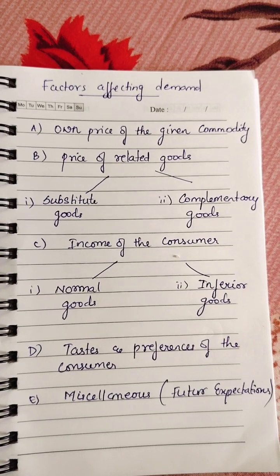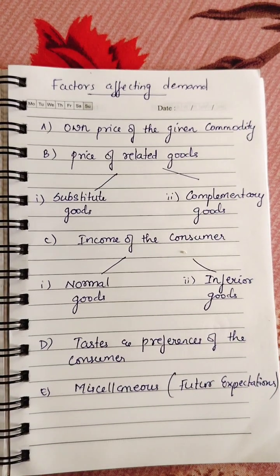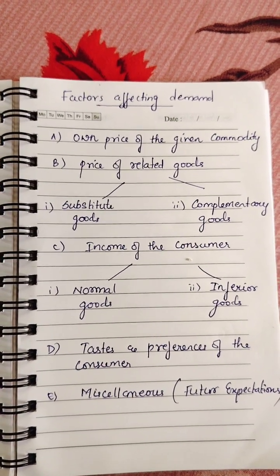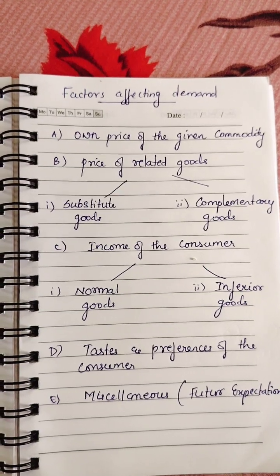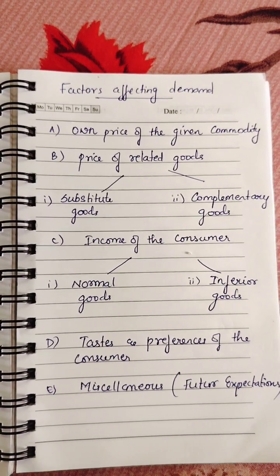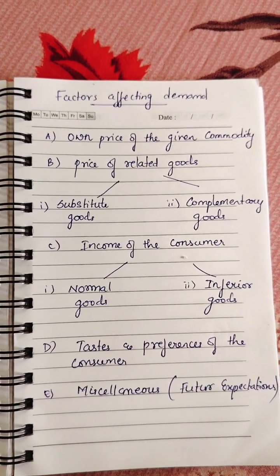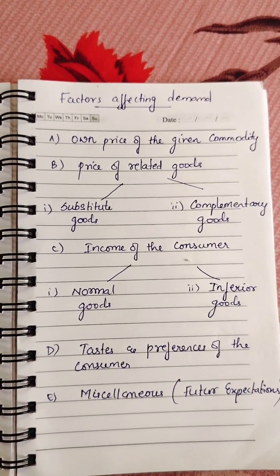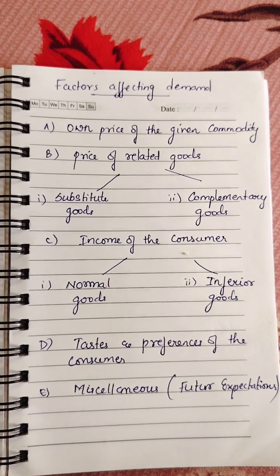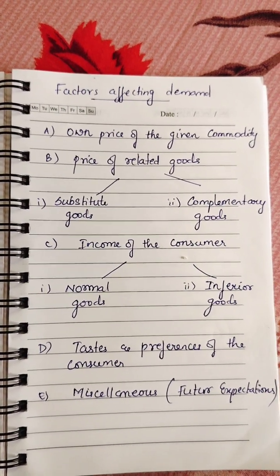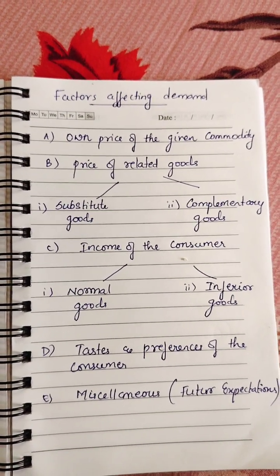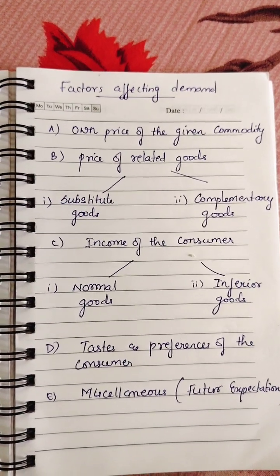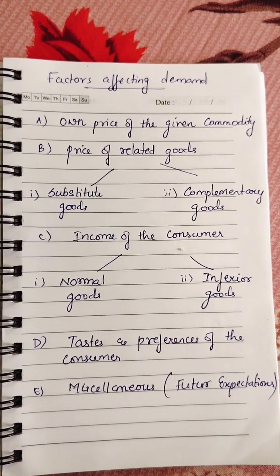Next one is the taste and preference of the consumer. If the taste and preference of the consumer is favorable, the demand for that particular commodity will increase, and it is vice versa. That is, if it is not favorable, the demand will not increase. So let us understand that even the taste and preference of the consumer will change the demand for the commodity.